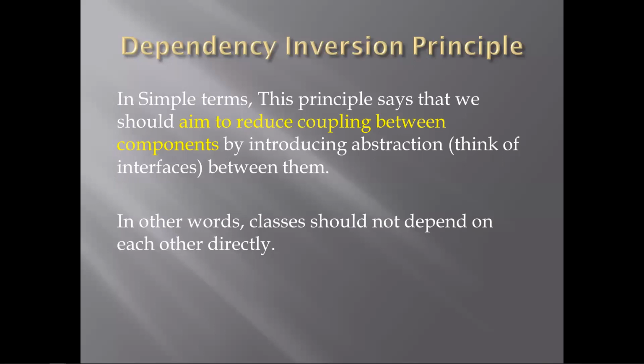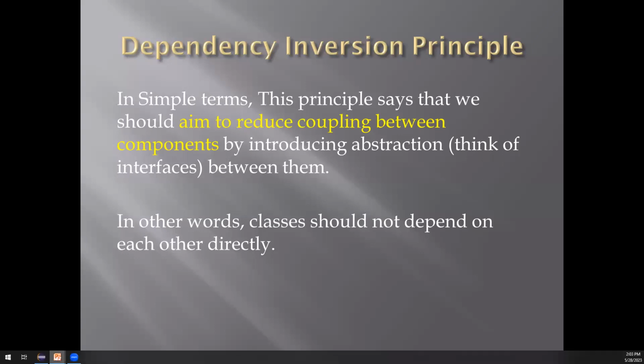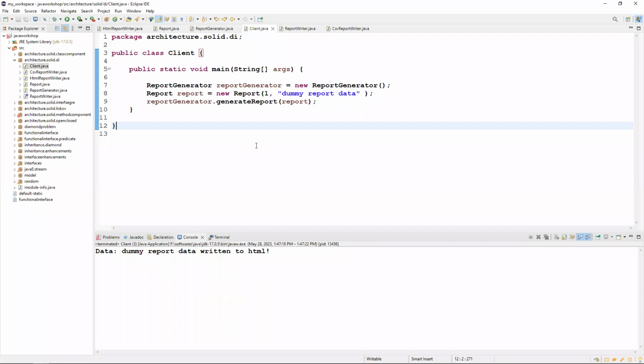So we need to aim to reduce the coupling between components by introducing abstractions. How do we achieve abstractions in Java? Using interfaces or abstract classes. So what this principle says is, your classes should depend on abstraction instead of concrete classes. Or in other words, classes should not depend on each other directly. Let's try to understand it with an example. I have written an example in my Eclipse, so I'll try to explain it to you through that example.